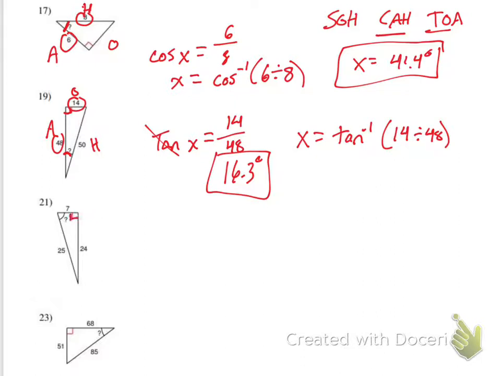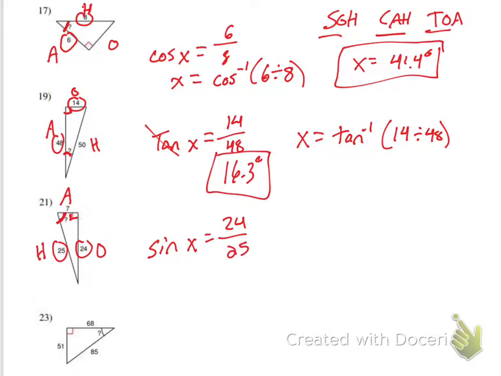Same thing over here. I know this is my hypotenuse. If I'm starting at this angle right here, this is the opposite, which would make this the adjacent. So I'm given all three sides. So I'll do opposite and hypotenuse. Opposite and hypotenuse is sine. So I'm going to do sine x is equal to 24 over 25.